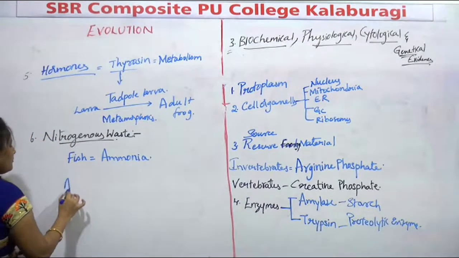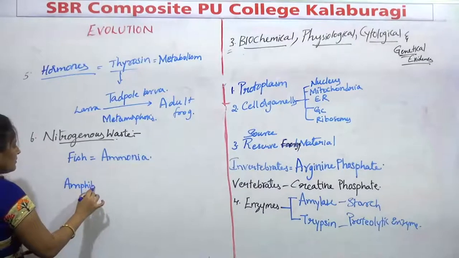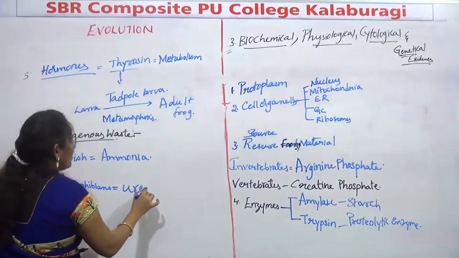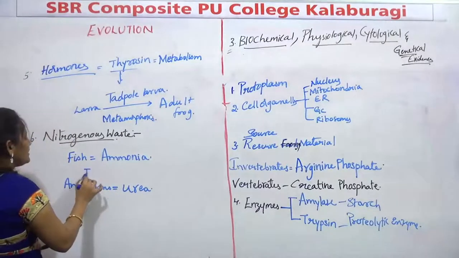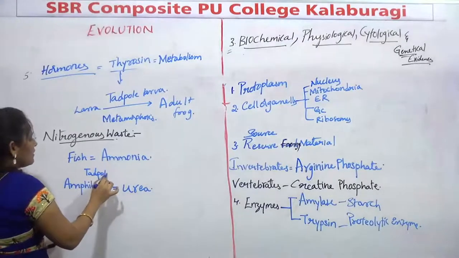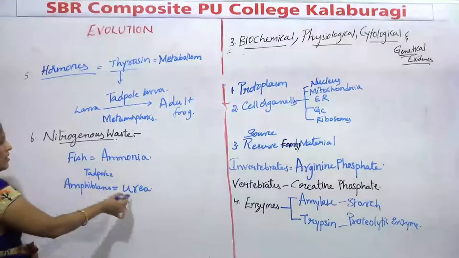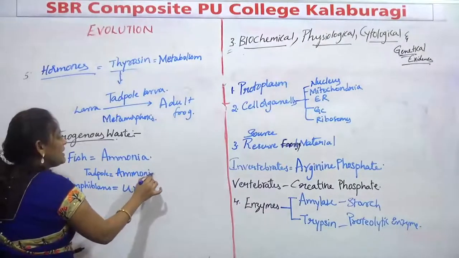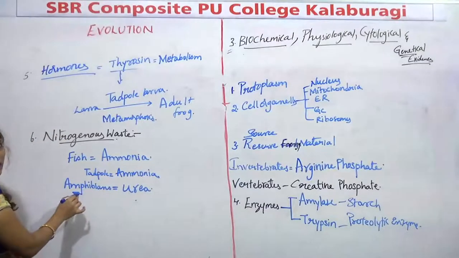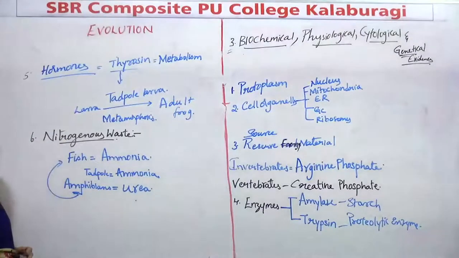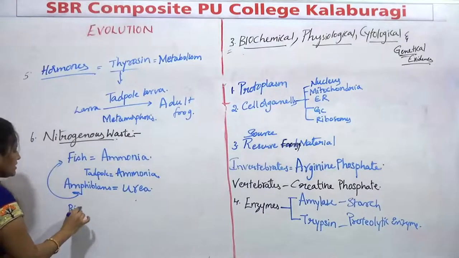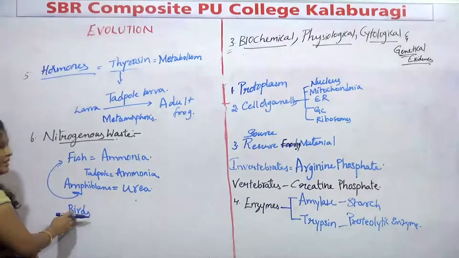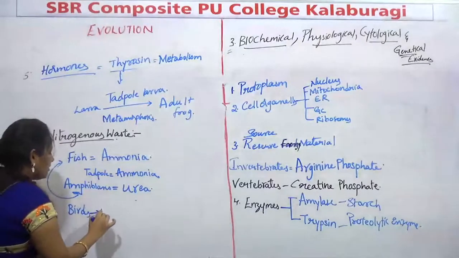The adult amphibians, frogs, excrete urea. But if you observe the tadpole larva, the adult frog excretes urea, while the tadpole larva excretes ammonia. It indicates that the amphibians evolved from fishes. Okay? And next, in birds, the early developmental stages excrete ammonia.